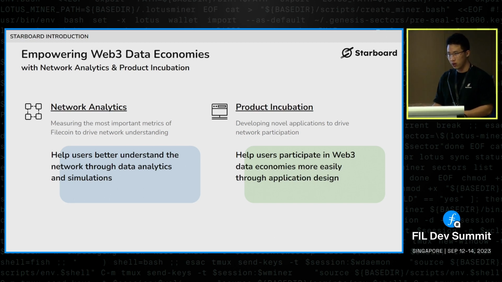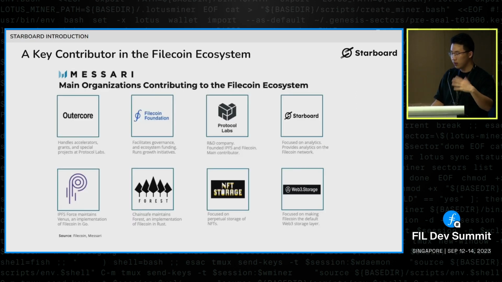Yeah, so briefly about Starboard, we are a company that's focusing on Web3 data analytics and also product incubation. So we do two things. First, we do a lot of analytics about the Filecoin network. We provide data and also key health metrics to help people understand what's going on in this network. And also we build products to help people better participate in this ecosystem. We have been here since right after the launch of the mainnet, and we just keep doubling down, putting dedicated resources to help build this ecosystem.